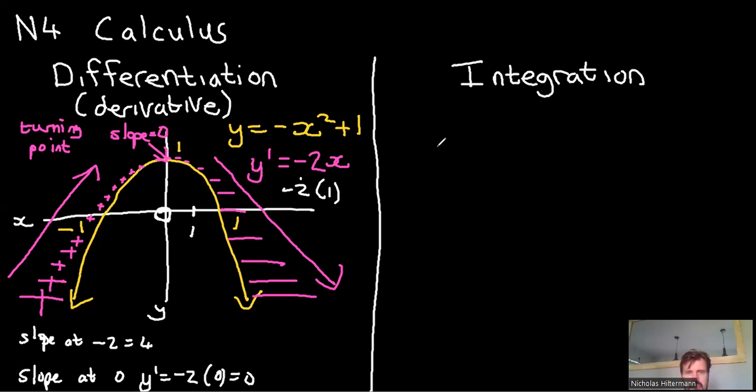Okay, we've got 10 minutes just to look at integration. So the derivative is finding the slope. Then integration is finding the area under the slope. And so what we have is our x and y.